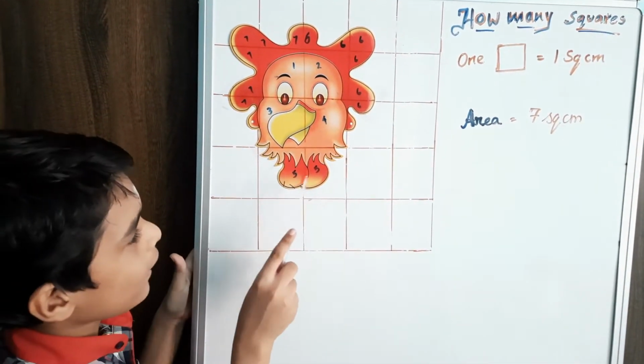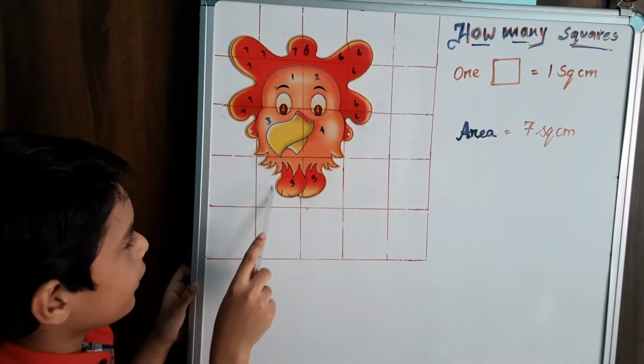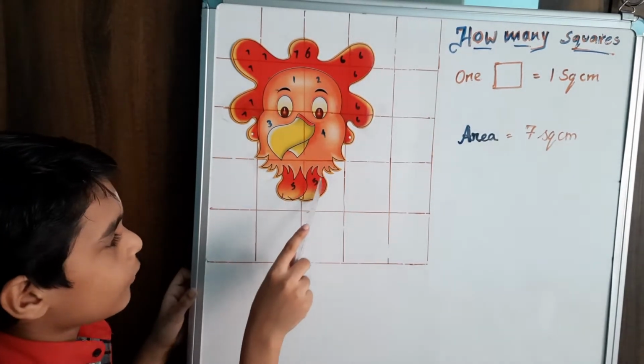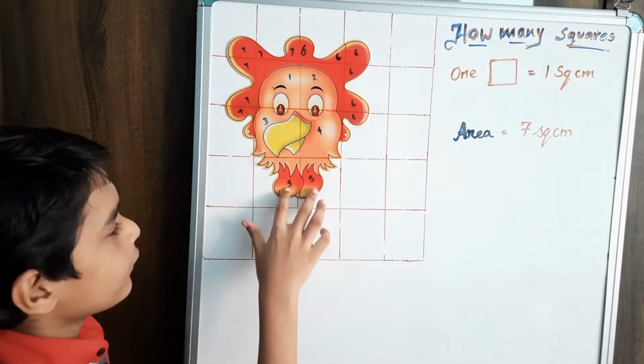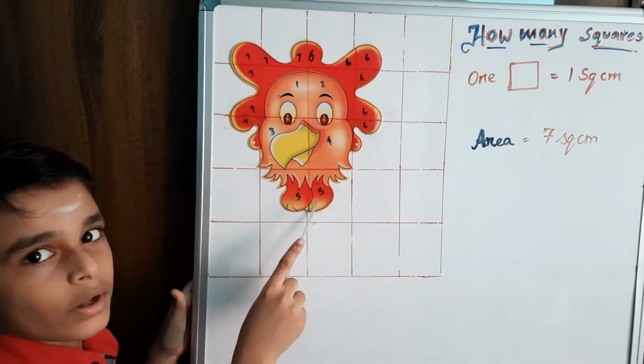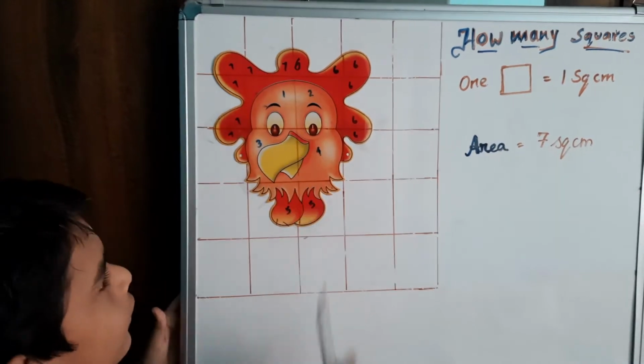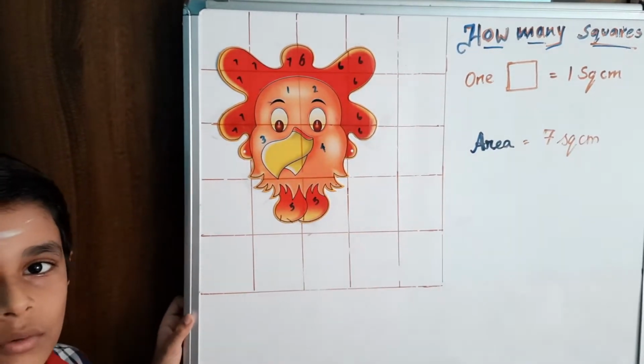Then we have to add the pictures that are half inside and half outside the square. We have to add these two to get 1. So that will make the 5th square. We have to add all of these places to make 1 square.